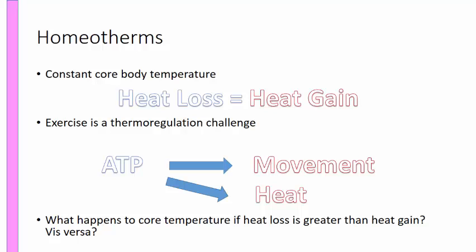So what happens to our core temperature if we are losing a lot of heat and it's greater than our heat gain? If heat loss is greater than heat gain, then our core body temperature is going to decrease. And vice versa, if our heat loss is less than our heat gain, then our body temperature is going to increase. And so our body has to make sure that it has adequate balance of these, because we don't want a large increase in core body temperature or a large decrease in core body temperature. We need to keep it at that constant 37 degrees Celsius.